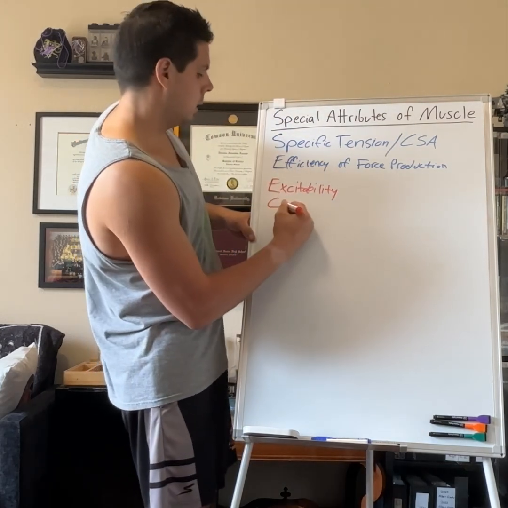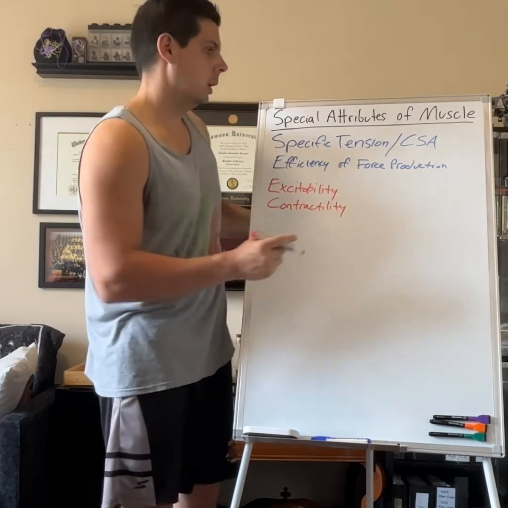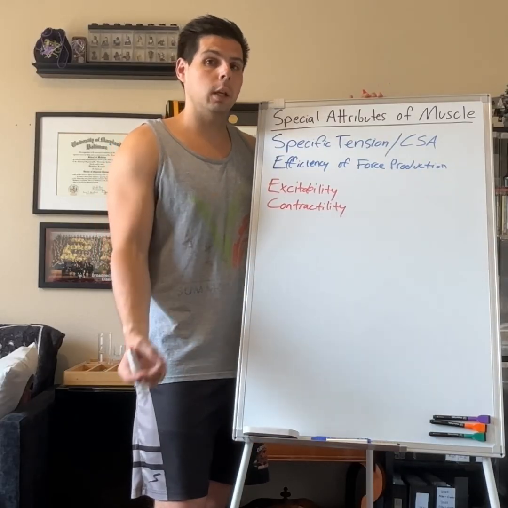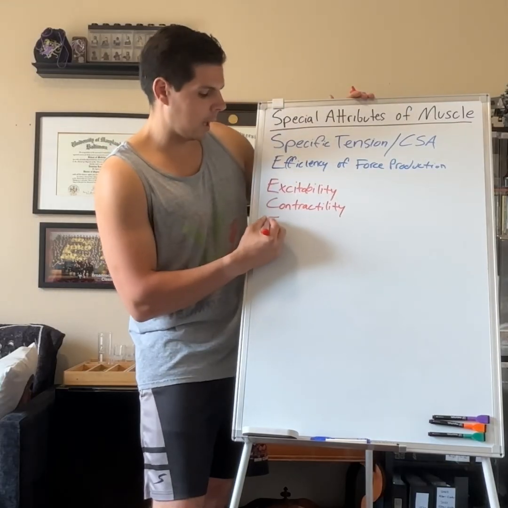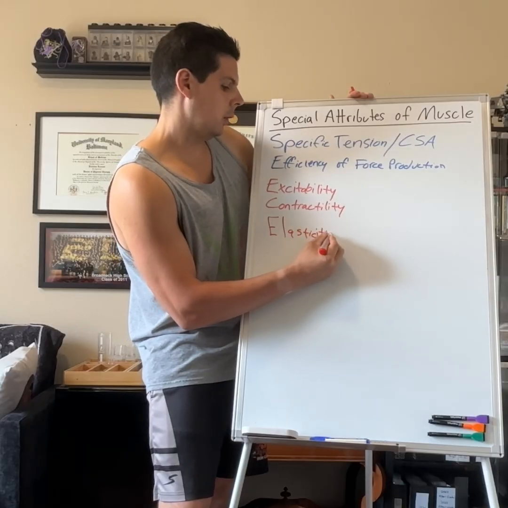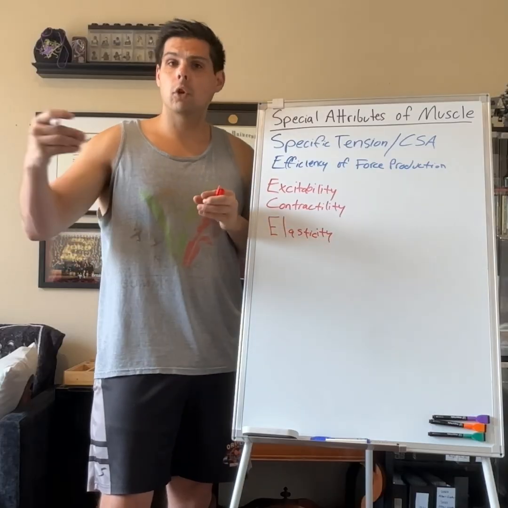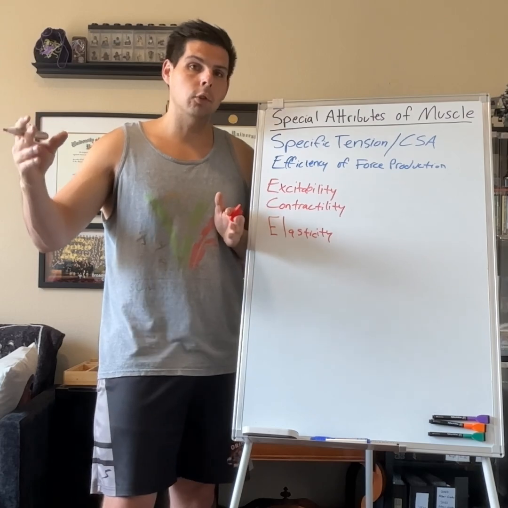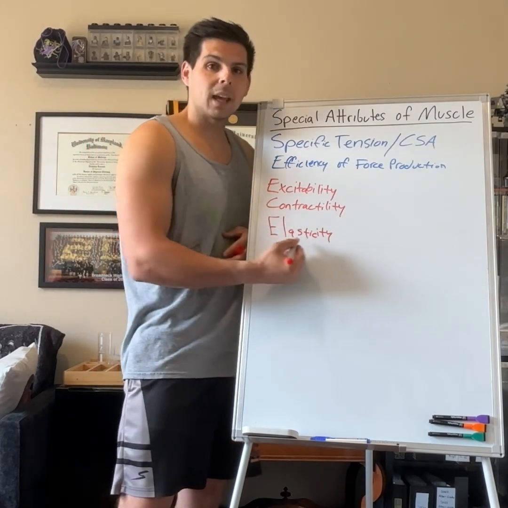After excitability, we have the attribute of contractility. This is the attribute where muscle can voluntarily and volitionally shorten while producing muscular force. After contractility, we have elasticity. So muscle is very elastic in that you can take it from its normal resting length, stretch it well beyond whatever that length is, and then when you let go of that stretch tension, the muscle will return back to its original resting state. This is elasticity.